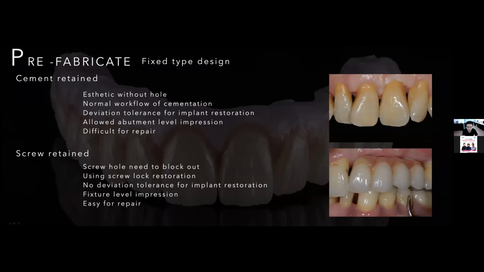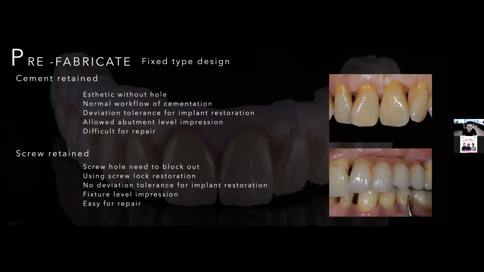But as I said, the screw retain type has no dimension tolerance for implant restoration, because we must make it very, very precise since we use the screw to lock it. Your surface must be very precise. If some area does not fit well, your screw cannot balance the stress. Sometimes the screw will break, or your tube type base is in danger of breaking, and your ceramic can also chip too easily.